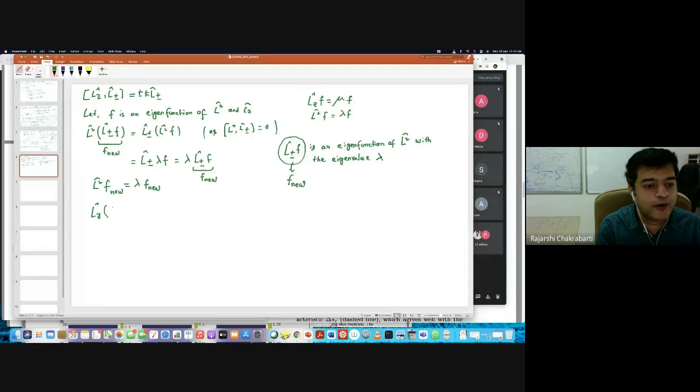Lz operating on L plus minus f. Not L square, now Lz. So let us write it like this, Lz L plus minus. I am subtracting something. I can subtract, and then I have to add that.